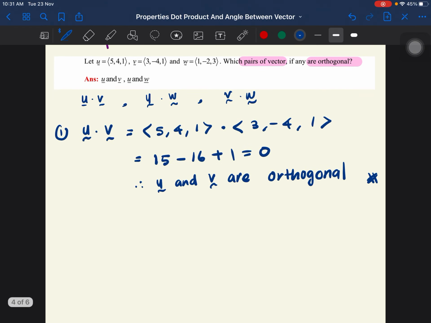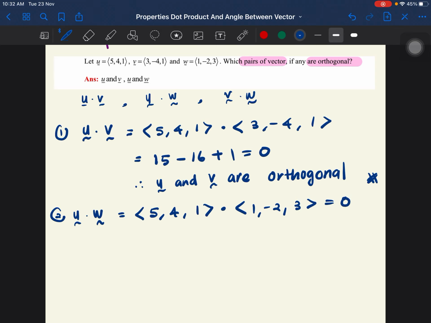Okay, so that is for the first pair. Now we are going to check the second pair, which is u dot w. So u dot w is equal to (5, 4, 1) dot (1, -2, 3), which is equal to 0.